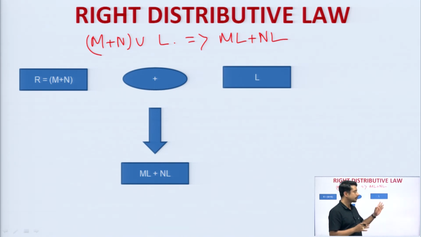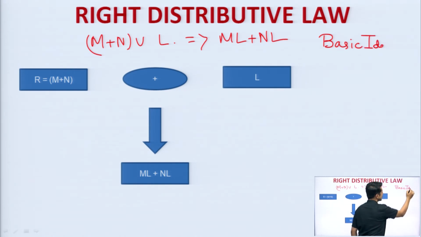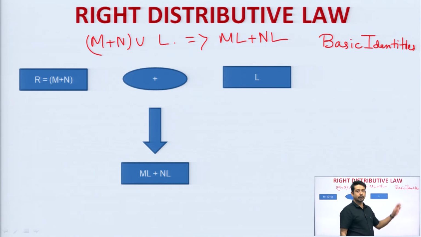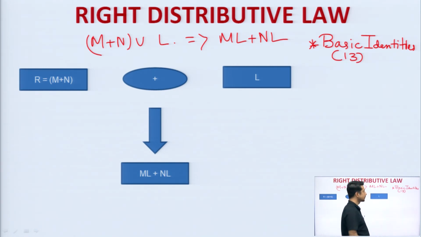So, in this particular video session, I have tried to explain the basic identities involved, just a summary of what we have learned till now. In total I have taught you 13 basic identities, out of which 5 are very important, which I have marked in the video lectures.